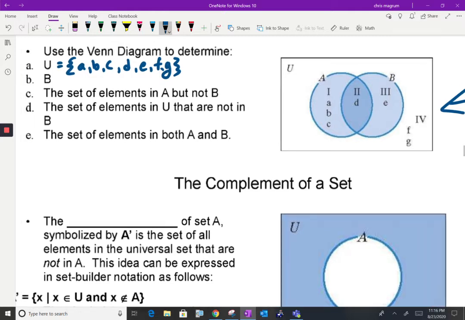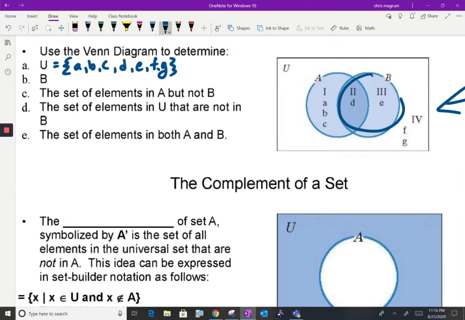Okay, then it asks for what's in set B. Set B is all of this. So we have D and E. Again, ignore the Roman numerals. D, E.